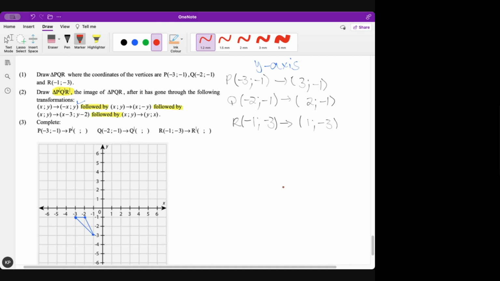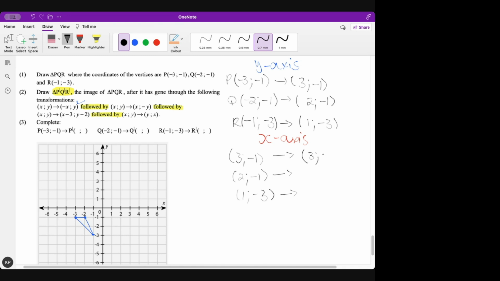Y is changing signs. So that means where am I reflecting the shape? X-axis. Nice, Bukhali. Okay. So now this is our starting point. 3, -1, 2, -1, and 1, -3. Where are these going? Where are these going? First one, y changes signs. So first one will be 3 and +1. Tell me what the second one will be, please.